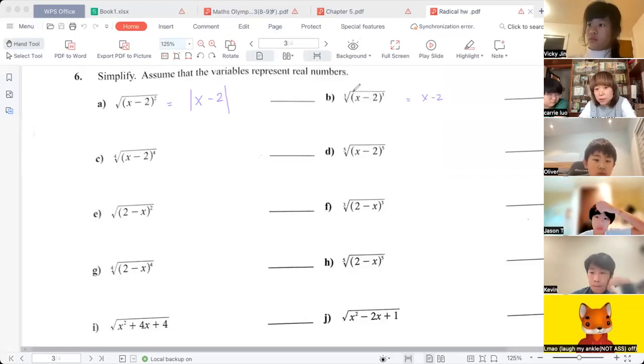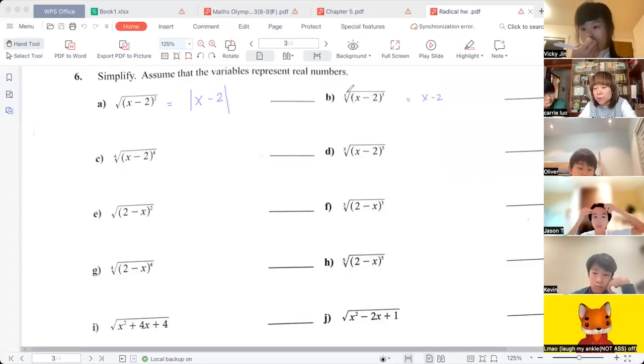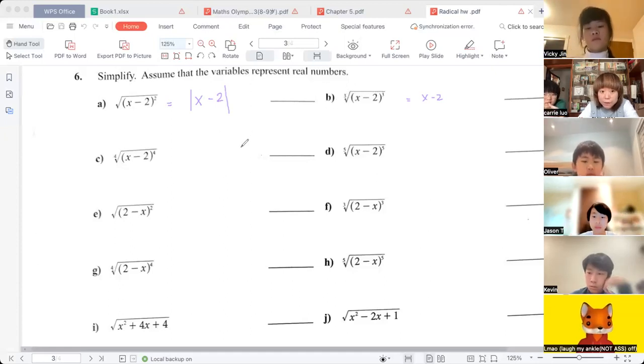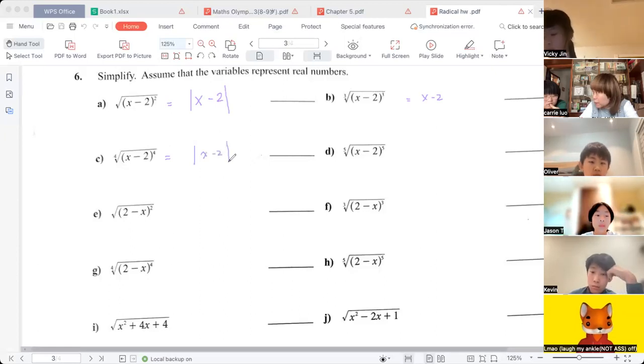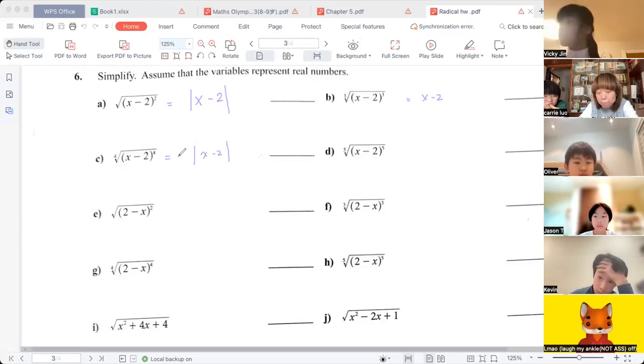So we need to be extra cautious when we see an even number showing up on the radical, like the square root. Understand? Oliver? This is very important, okay? So let's take a look at this one. So this one is what? Also x minus 2 absolute value, right? Because they have a 4. Okay?